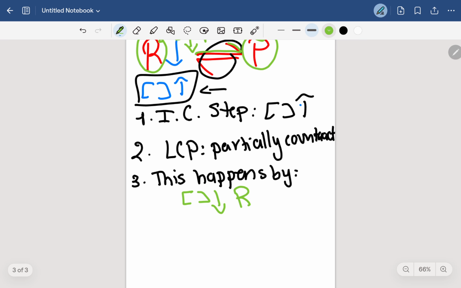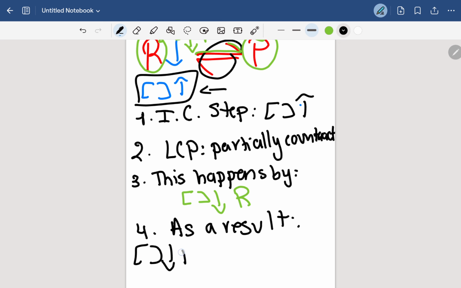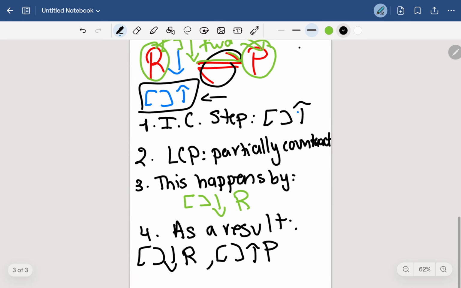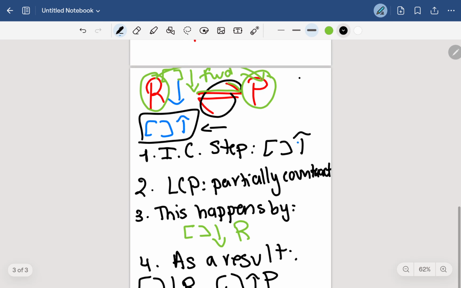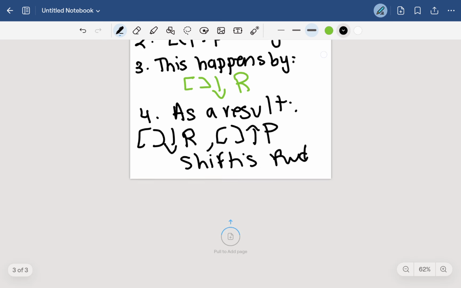And now the fourth and final step is as a result. What happens as a result? As a result, the concentration of reactants decreased, but the concentration of products increased, and it's shifting forward. So the shift is forward. How do we know if it's forward? If it's going from the reactants to the products, then it's forward. And if it's going from the products to the reactants, then it is backwards.